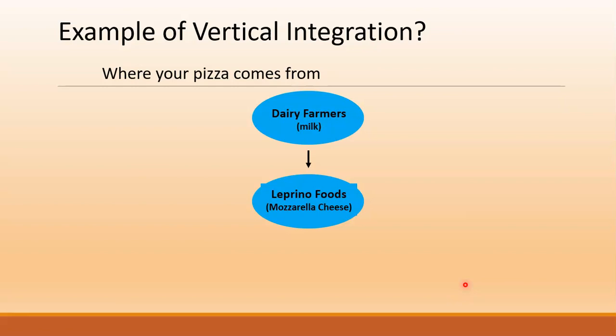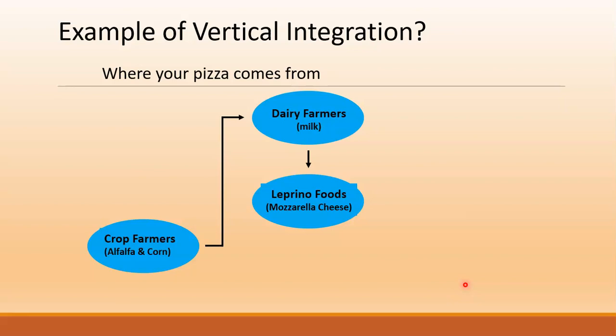Now they get their supplies from dairy farmers that curd the milk and send it to them for them to make the cheese from it. Now the dairy farmers get their supplies from a crop farmer that farms alfalfa and corn, because the cows have to be fed. So we're going backward along the value chain.